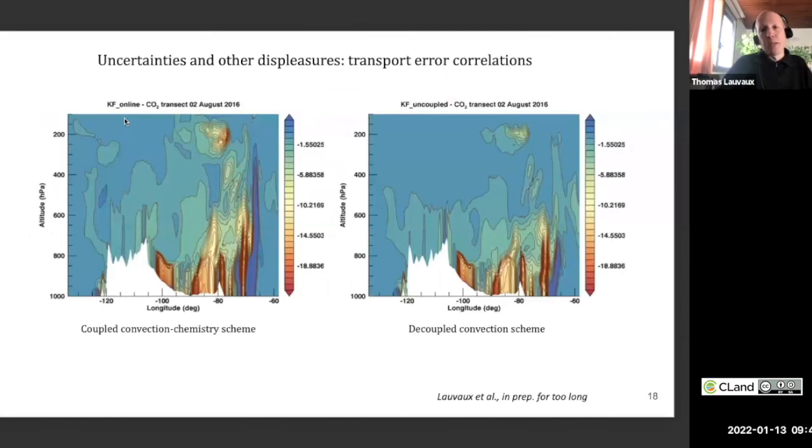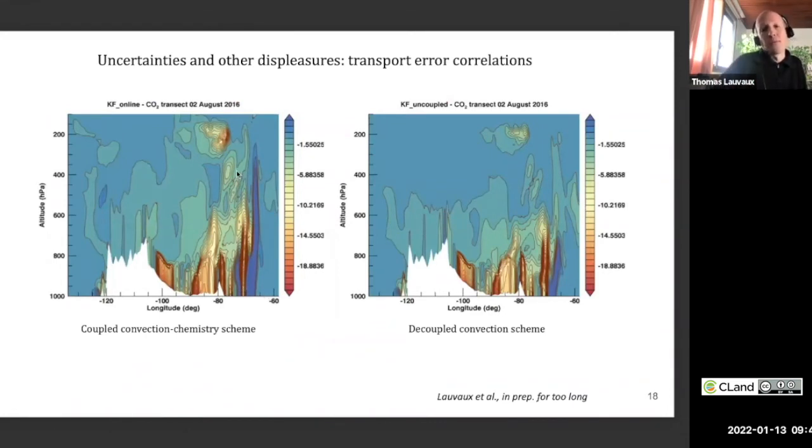Further, even more complicated than that, the convection is quite complex. We measure at a given altitude. So here I show you a transect. This is a cut. I sliced my model over North America from the west, here at about minus 120 degrees, to the east coast of the US. And you see how the CO2 is lifted up by the convection.